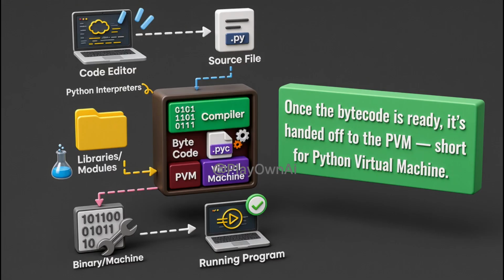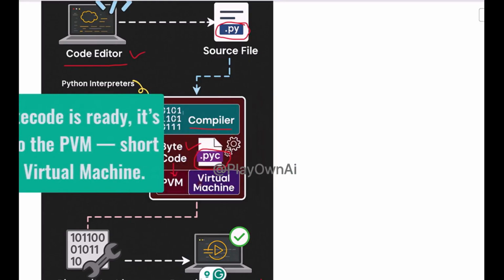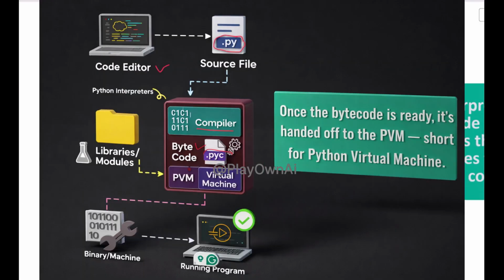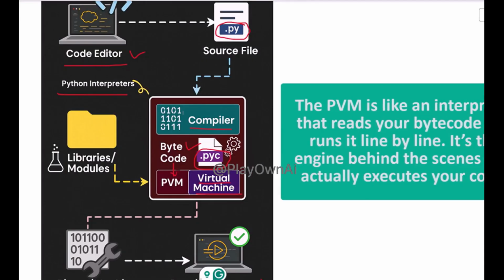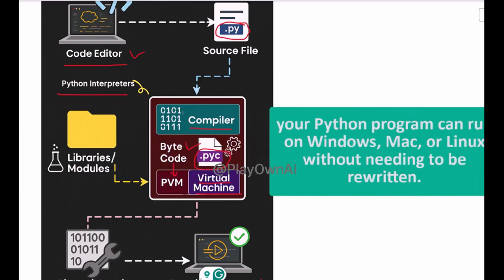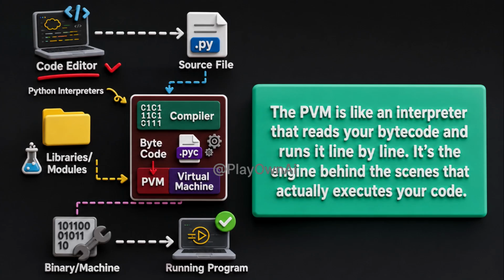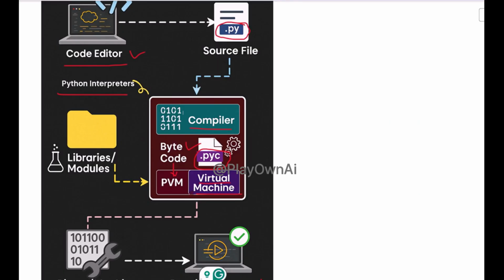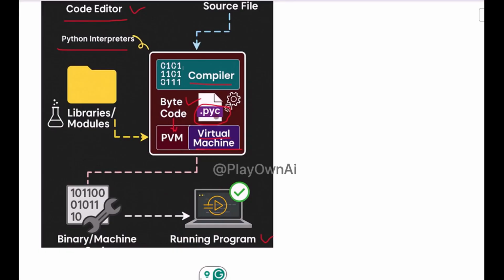Once the bytecode is ready, it's handed off to the PVM. The PVM is like an interpreter that reads your bytecode and runs it line by line. It's the engine behind the scenes that actually executes your code. The virtual machine is part of what makes Python so flexible because it creates a layer between your code and the operating system. That means your Python program can run on Windows, Mac, or Linux without needing to be rewritten. So your .py file becomes .pyc. Then the PVM reads that and starts executing your program.